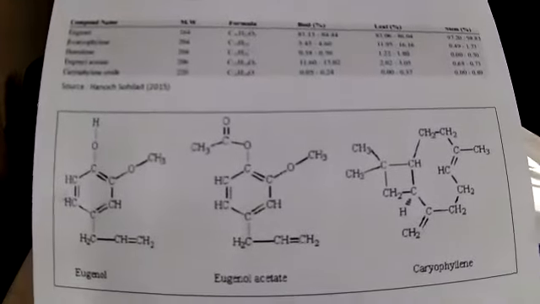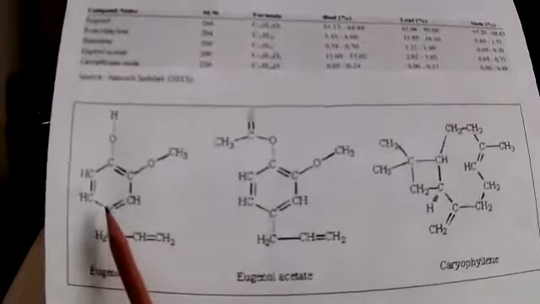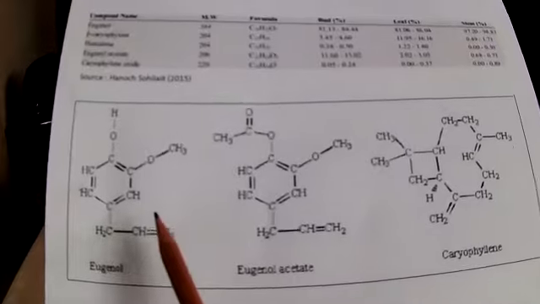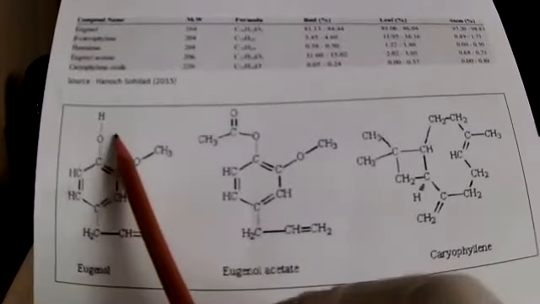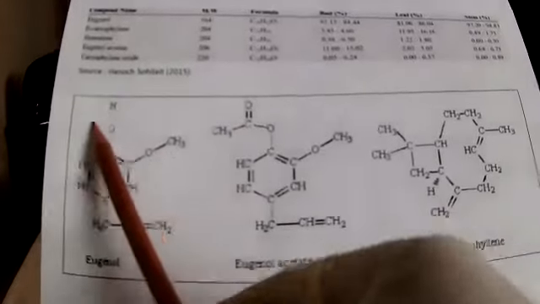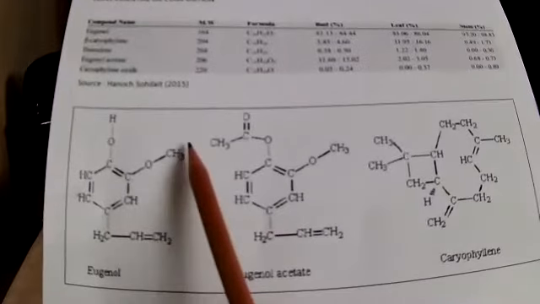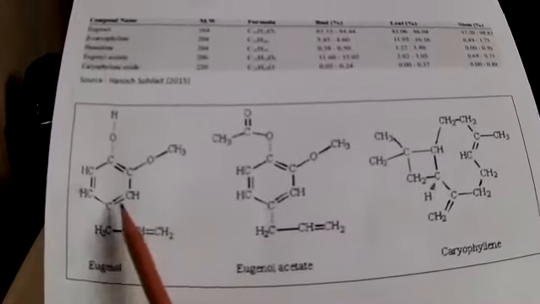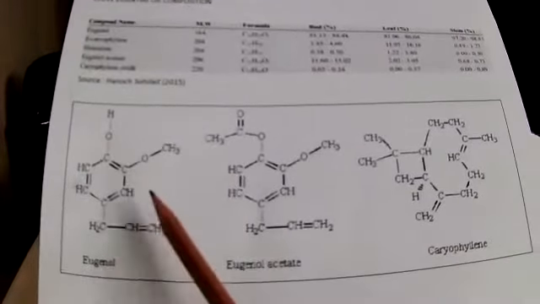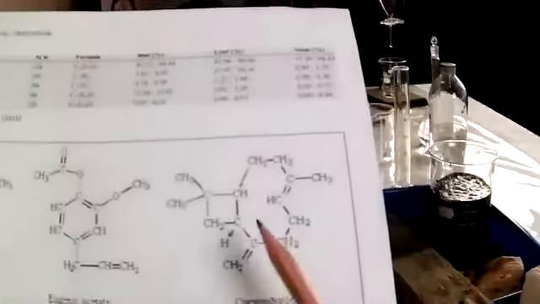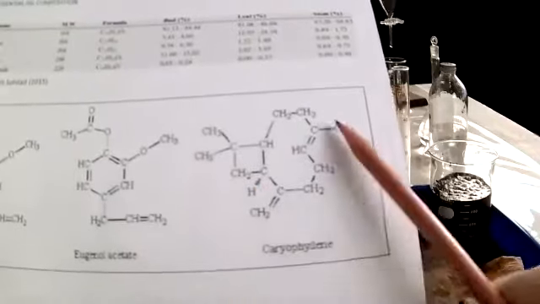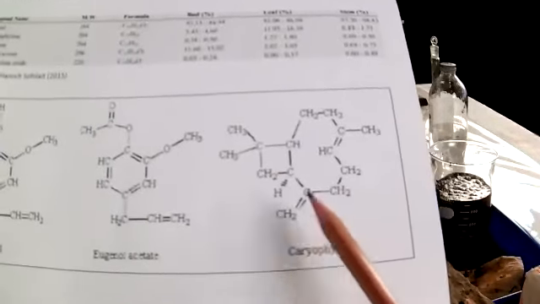And these are the chemical diagrams here. This is the eugenol. This is the phenyl in the phenyl compound. And we have the cluster. This is the phenyl. This is methoxy. And this is a propylene. Well, for the caryophyllene here, you can see it's more complex.